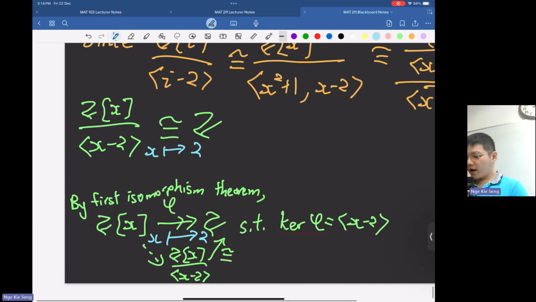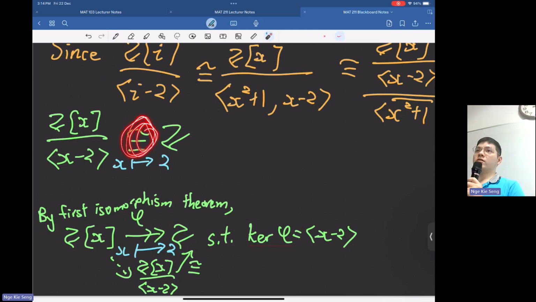Whenever we talk about an isomorphism, right? You really need to know how to write down the map. What map gives you this isomorphism? You need to know, whenever you write down an isomorphism.